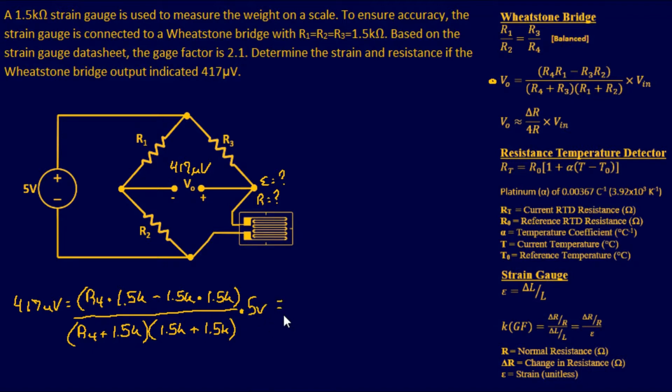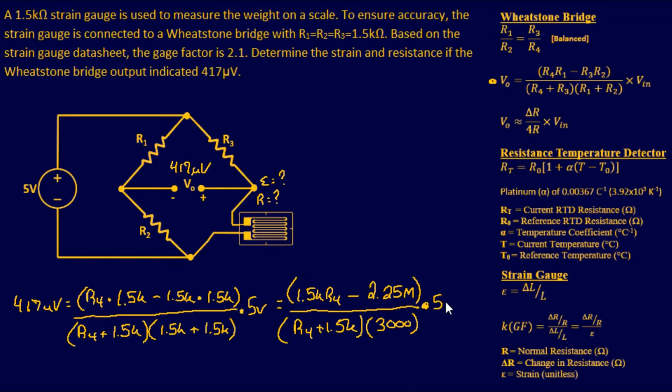Okay. Now let's see if we can clean this up a little bit. So we have 1.5K R4 minus, and then 1.5 kilo times 1.5 kilo is going to give us 2.25 mega. And I'll just make that in parentheses. Over R4 plus 1.5K. And then we have 1.5 plus 1.5, that's easy. It's going to be 3,000. And then times 5 volts. Okay, so far so good. What I'll go ahead and do is write this up here. Maybe we can start working our way down.